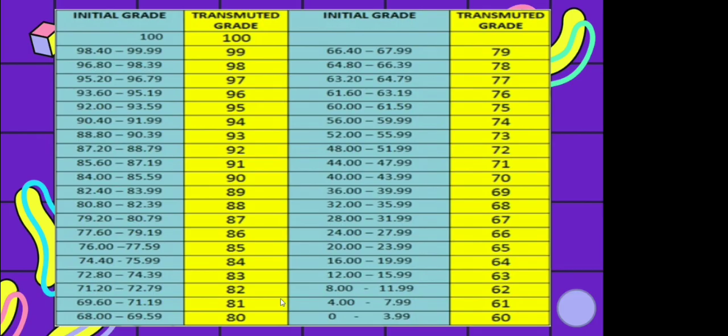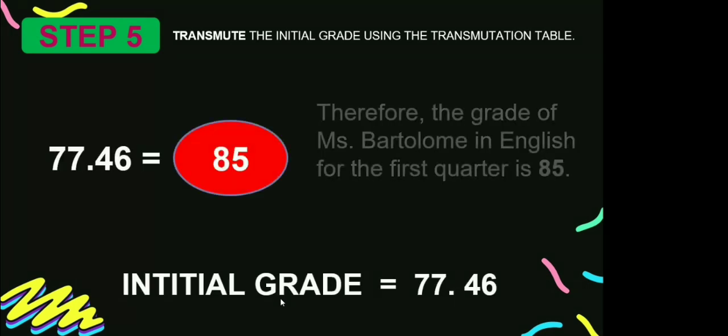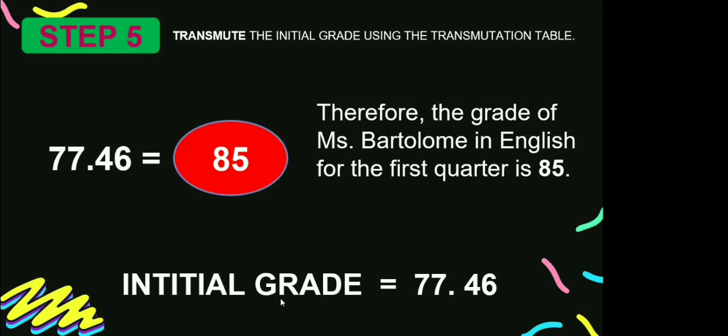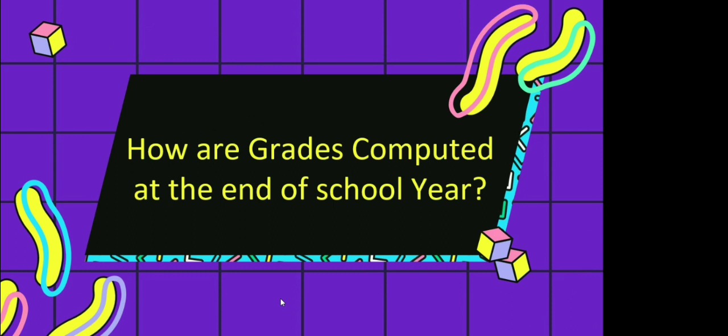Step 5. Transmute the initial grade using the transmutation table. After we compute the initial grade, we are now going to transmute it using the transmutation table. So here is an example of a transmutation table. In accordance with the transmutation table, the equivalent value of 77.46 is 85. Therefore, the grade of our student here, Miss Bartolome, in English for the first quarter is 85. So that's how we compute the quarterly grade.